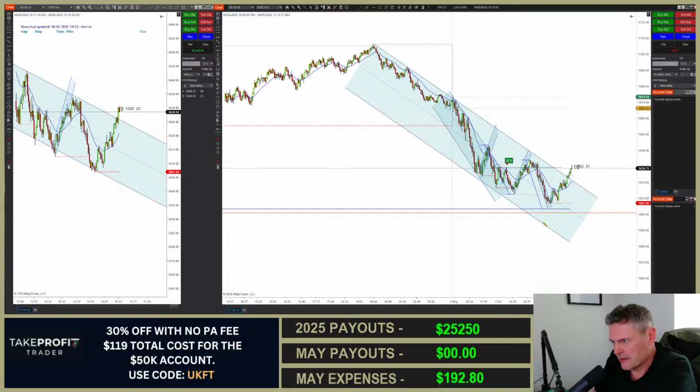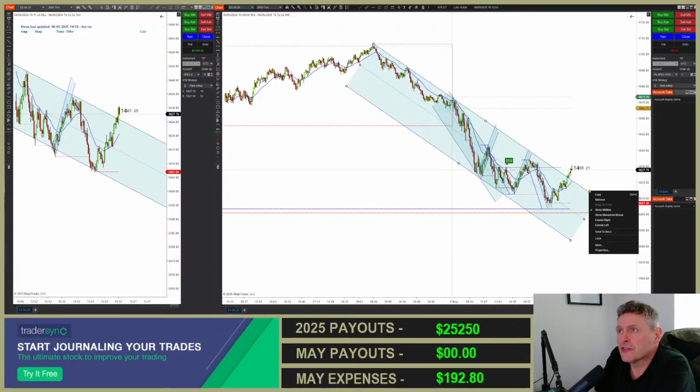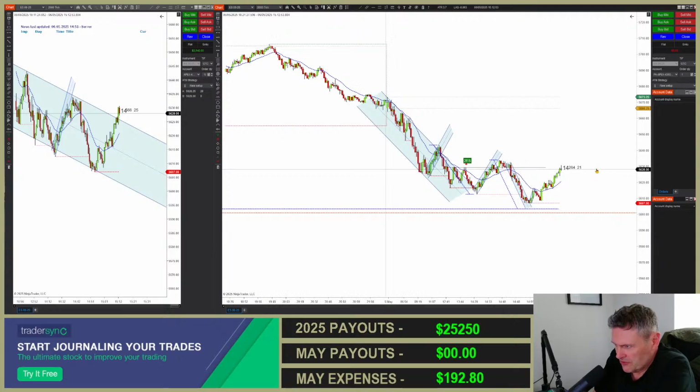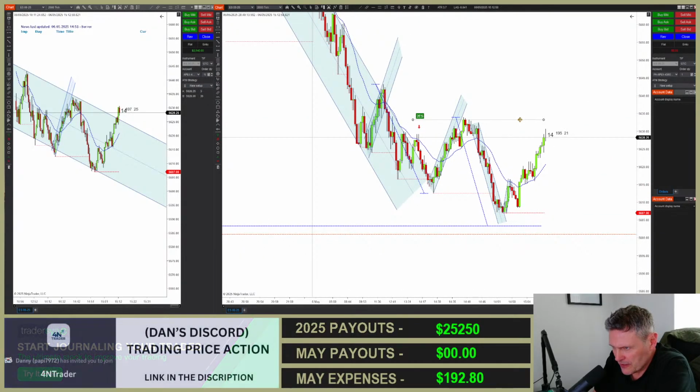Let's have a look. I don't know. Maybe not. I don't know. I mean, we could still come down. We may just attack this area and then drop again. It's a possibility. It's a bit hard to say at the moment. It's not super clear. Be interesting to see whether we find some support up here.